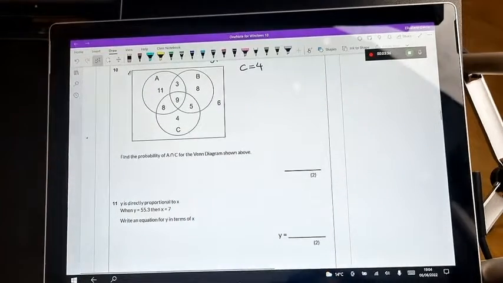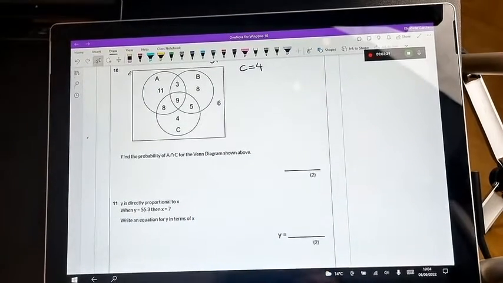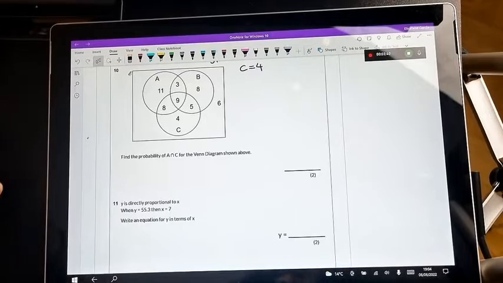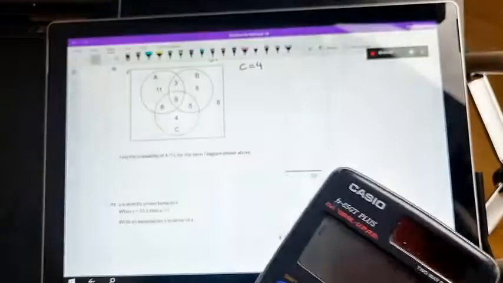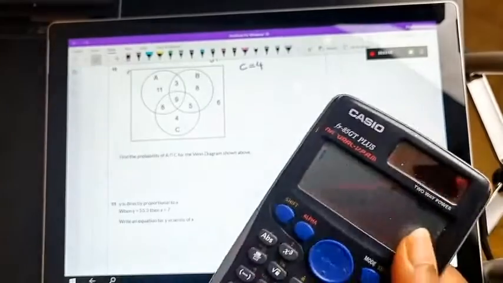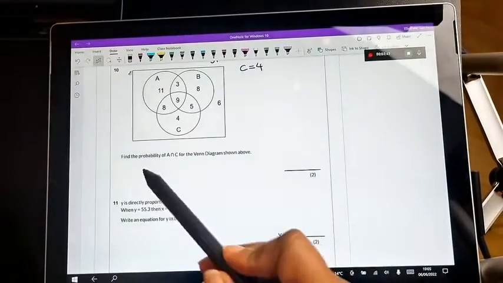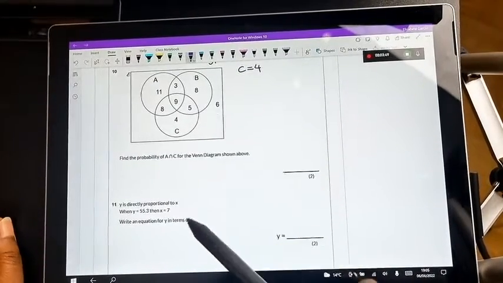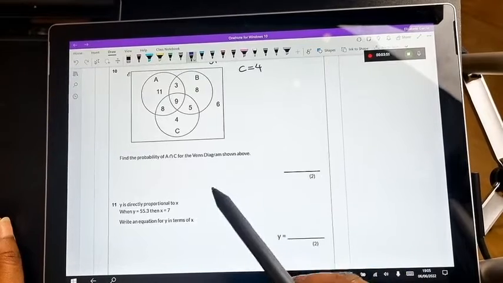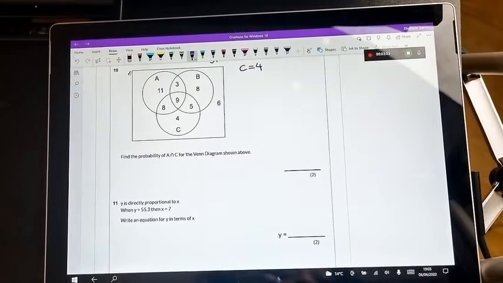Next one, question 10, is also foundation and higher, guys. Don't get deceived just because this is the higher paper. I'll tell you when it's just higher, okay? So on this one, let's read the question. Find the probability of A intersection C, for the Venn diagram shown above.